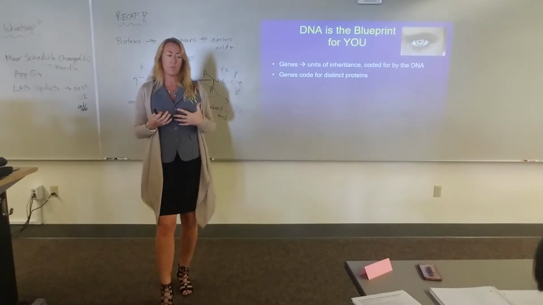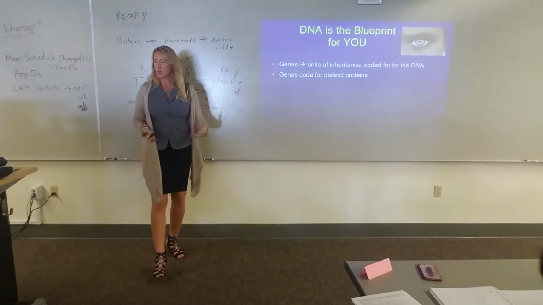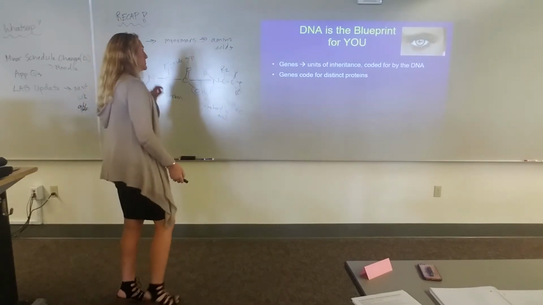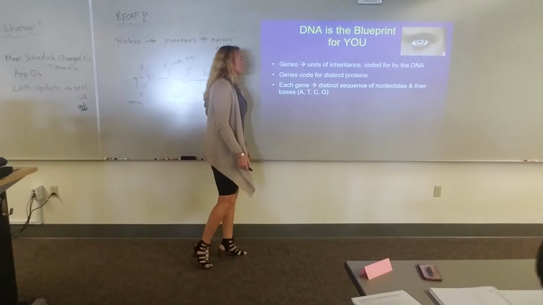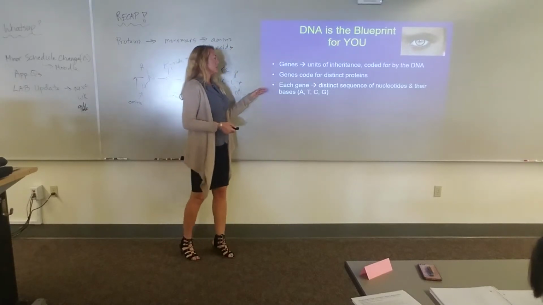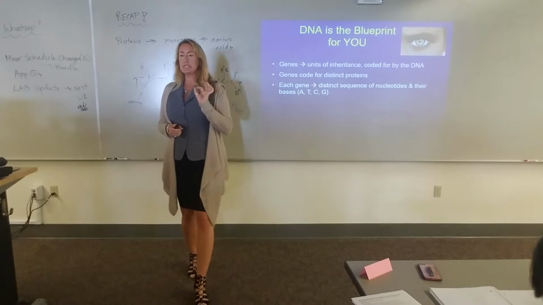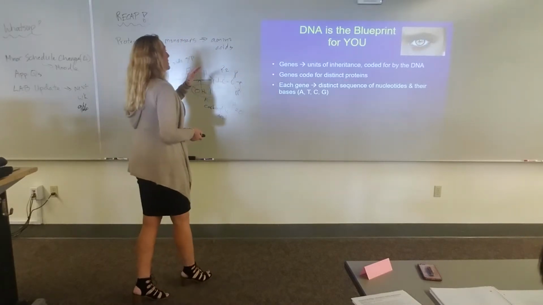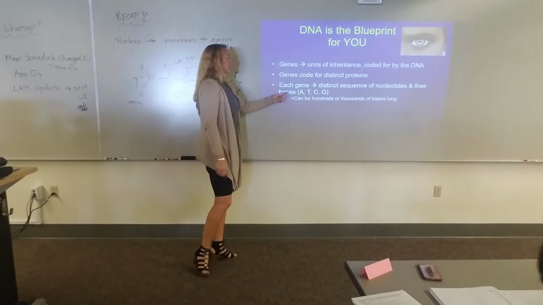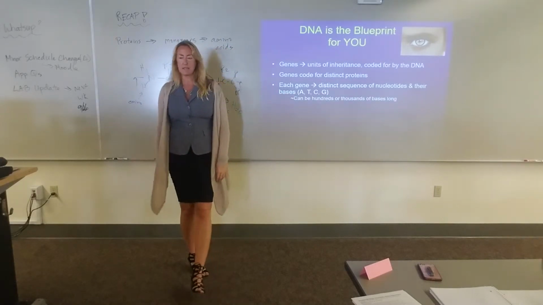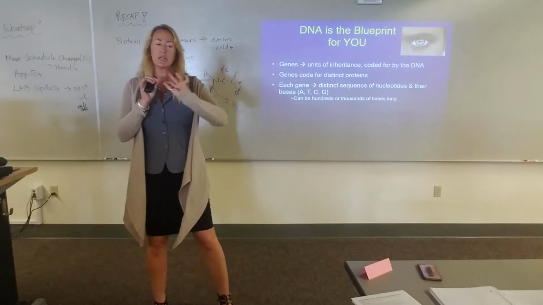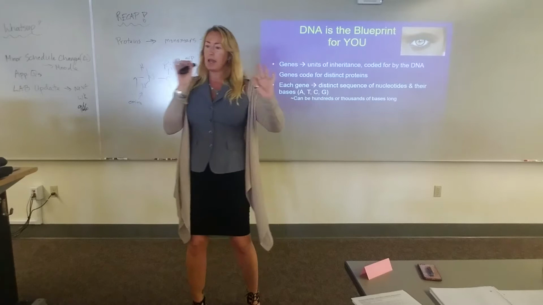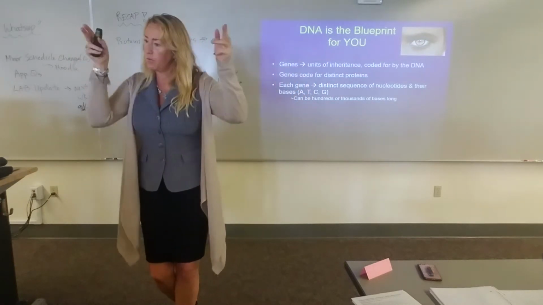All the building blocks of your body, the connective tissues, the muscle, the structures, the bone, all of that is made, with the proper vitamins and nutrients of course, from proteins. Each gene is a distinct sequence of nucleotides and their bases. So that A, T, C, G, the sequence of how those occur, is what determines each individual gene. They can be hundreds or thousands of bases long. So one gene can be a series of A, T, C, G, C, G, G, G, G, C, C, A, A, A, T, T, right? However many times, hundreds to thousands of times, that will represent one gene.